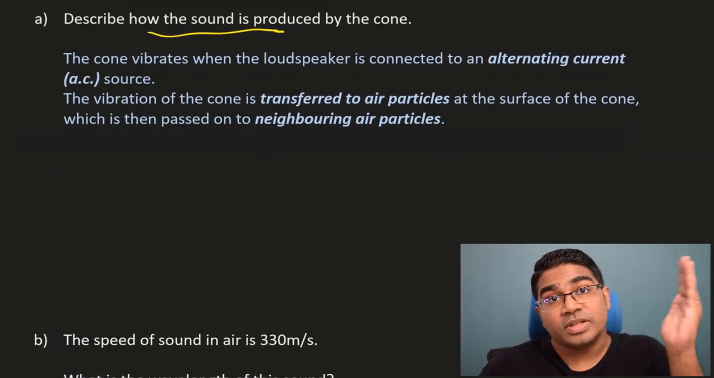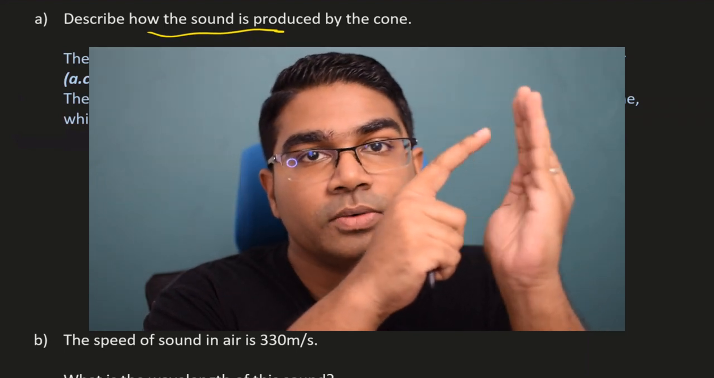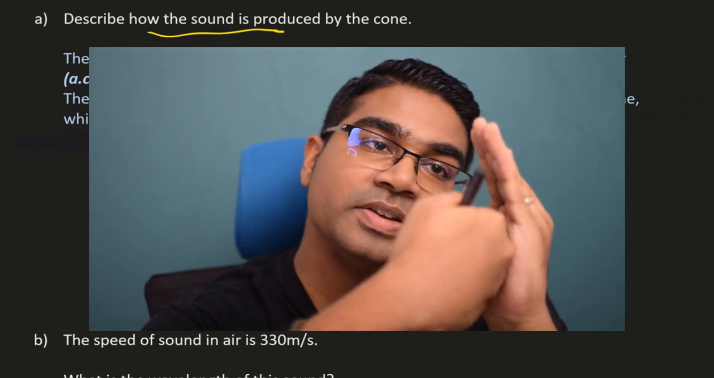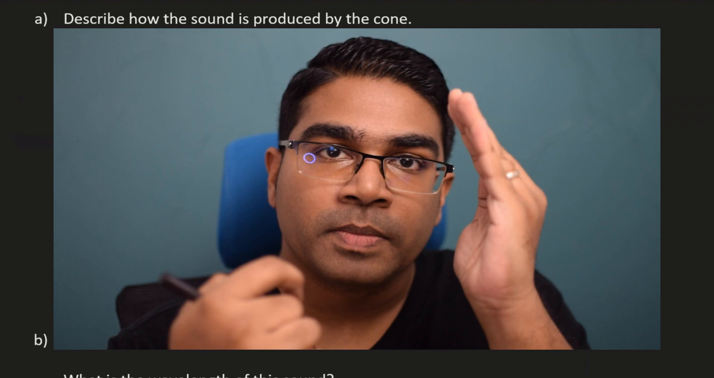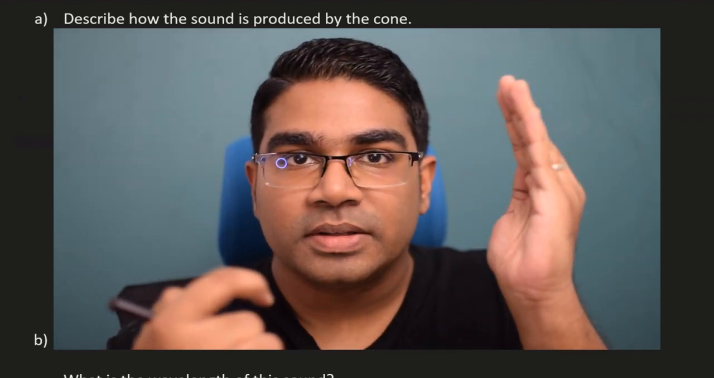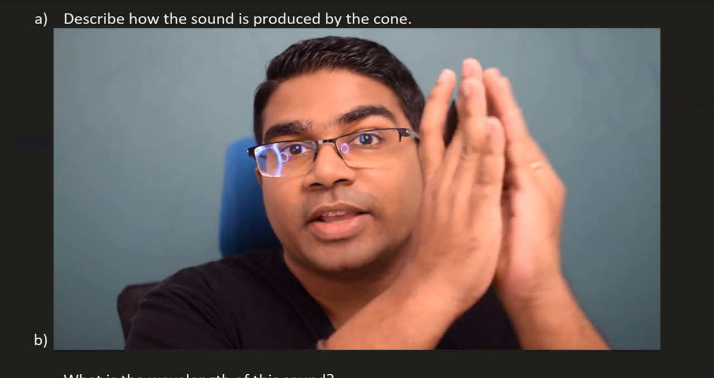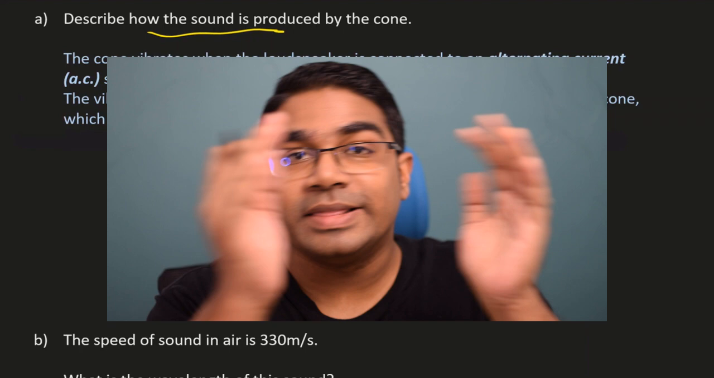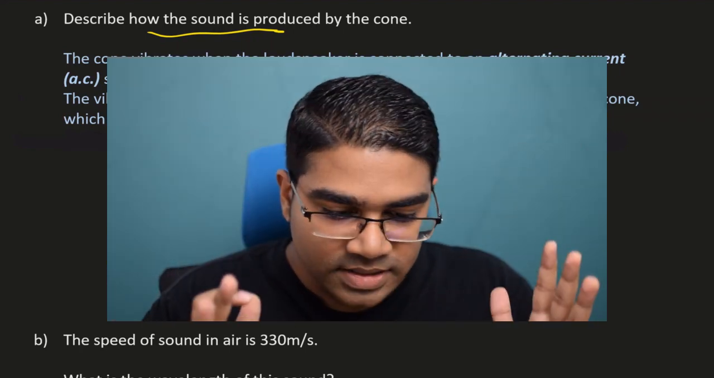Now, as the cone is vibrating, this vibration is going to be transferred to the layer of air that is just at the surface of the cone. As it vibrates, the vibration is transferred to the layer of air. Then, as the air vibrates, the air is going to transfer the vibration to the layer of air next to it, and then next to it, and next to it, and that is how the sound wave is produced. Now, how do we write this down?